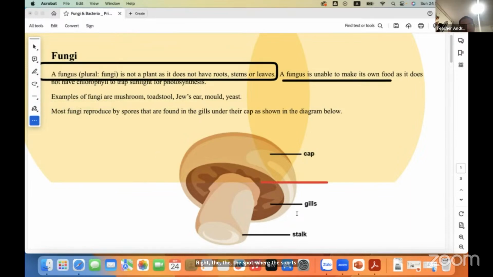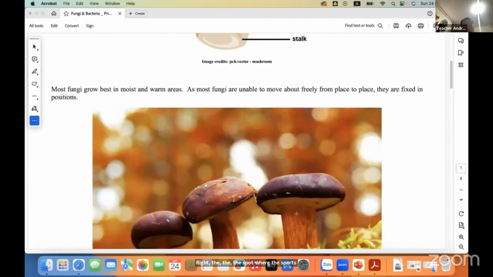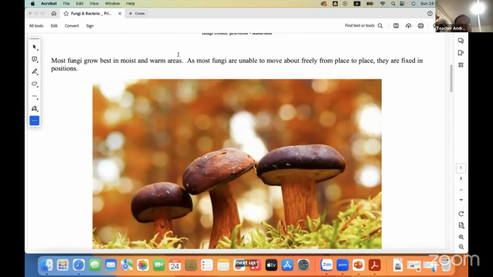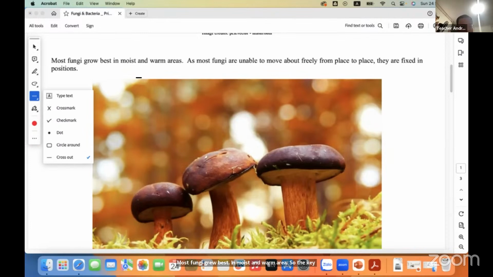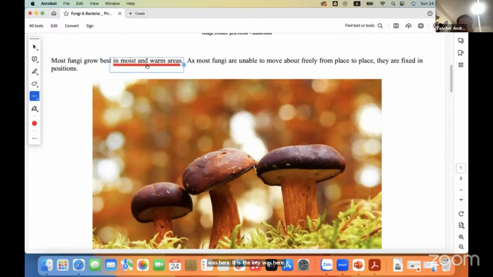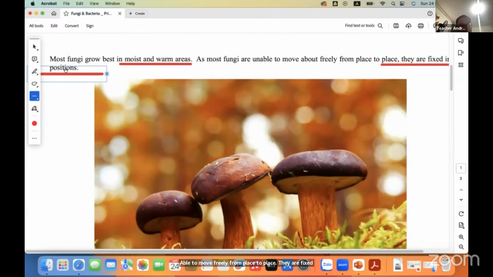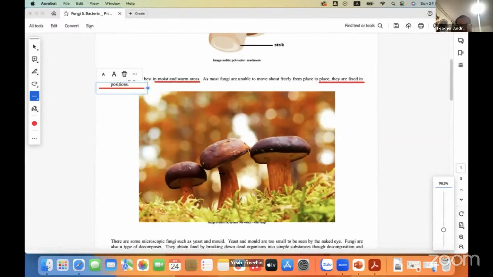Next up. Most fungi grow best in moist and warm areas. So the keywords here, students, are moist and warm. As fungi are unable to move freely from place to place, they are fixed in position, so they cannot move. Most fungi are like mushrooms. Once they are there, they cannot move at all.